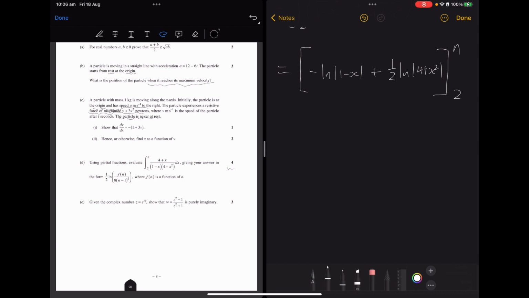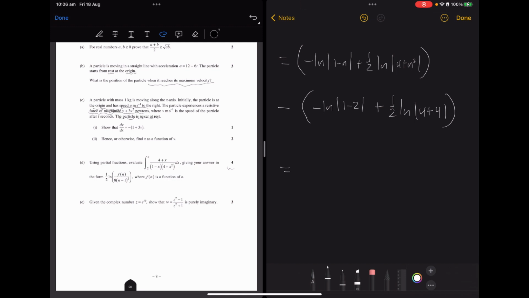So first off, we sub in n at the beginning. So that is equal to, let's see, negative ln absolute 1 minus n plus half ln absolute 4 plus n squared. Subtract, then you sub in 2. So negative ln absolute 1 minus 2 plus half ln absolute 4 plus 2 squared is 4.